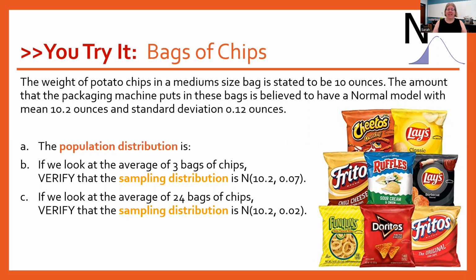So even though the bag states 10 ounces, the machine is supposed to be filling at 10.2 ounces just to make sure that they're safe and they really are giving you the amount of chips that's advertised in the bag. So I'd like for you to identify the population distribution, and then I've given you the sampling distribution for two different sample sizes, and I want you to verify it.